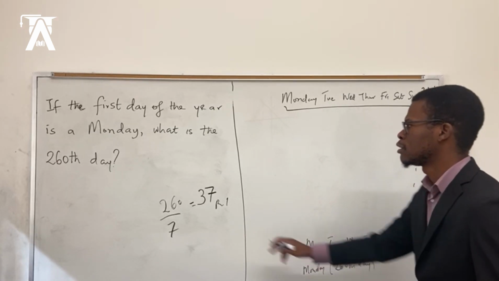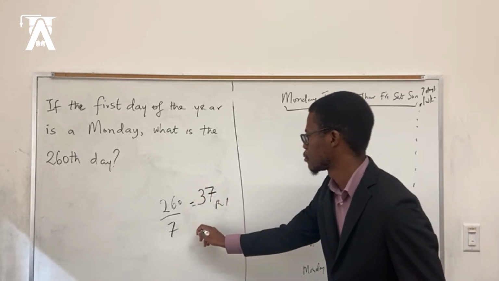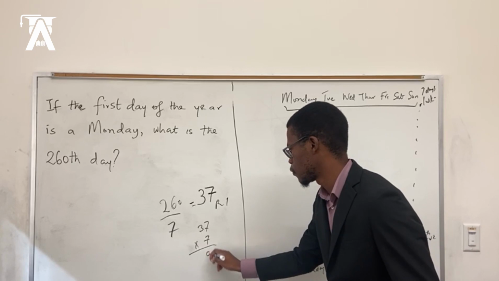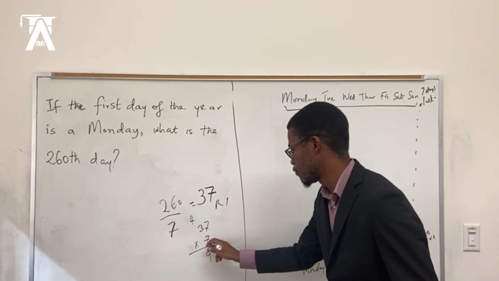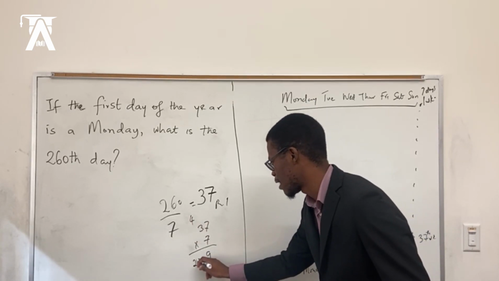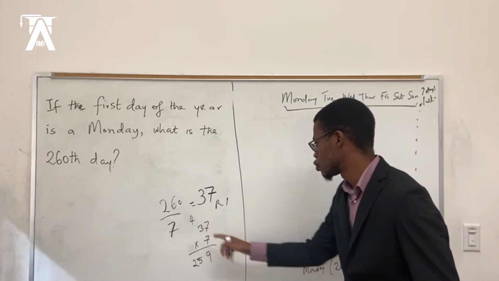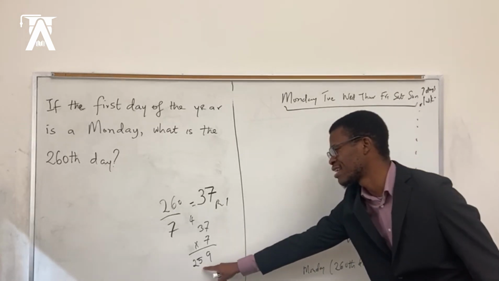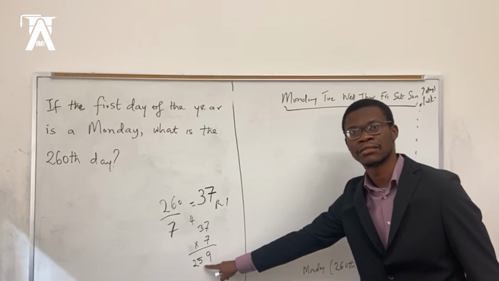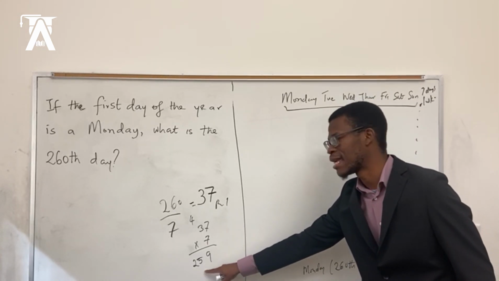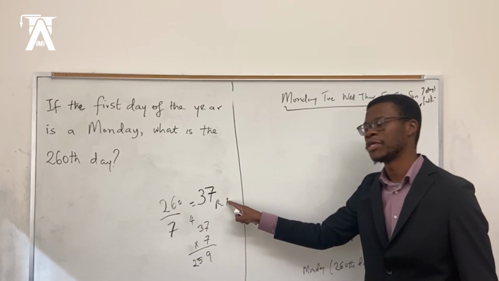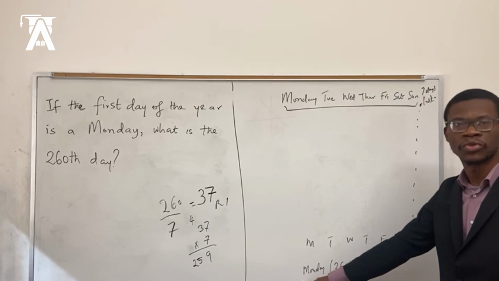How do I know? 37 times 7. 37 times 7 is what? This is 49. 3 times 7 is 21 plus 4, 25. Right? So that is at the 37th week, we've had 259 days. All right? 259 days. 260 minus 259 is what? 1. That remainder. So that's the next day, which is a Monday.